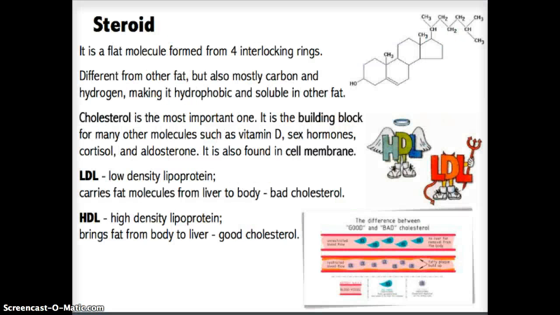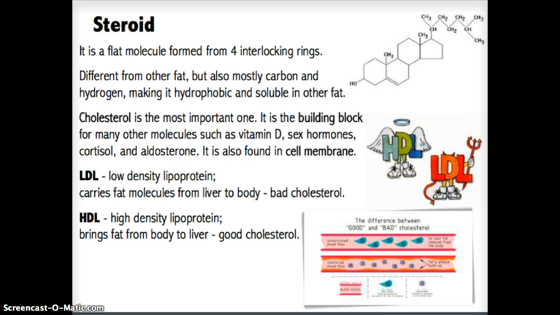Steroids are important. They are flat molecules. They are fats, but they look very different. They look like they have 4 interlocking rings. So they are mostly carbons and hydrogens. That makes them hydrophobic, and that makes them basically a fat. Cholesterol is the most important one that we have. It is the building block for many other molecules, such as vitamin D or sex hormones, also cortisol and aldosterone, which we'll learn more about later. We also find it in the cell membrane.